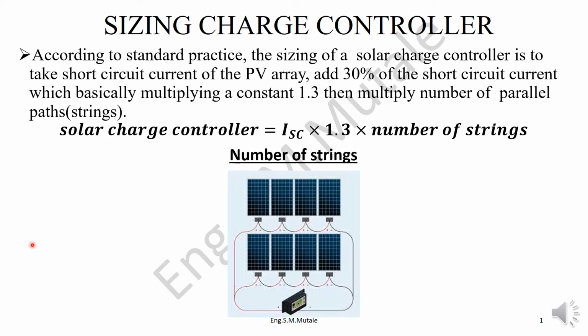So how do you determine strings? An arrangement of modules connected in series makes up a string. So these on top make one string because they are connected in series, and these down there are also connected in series, making up a second string. So this installation has two strings. You need to know the short circuit current of a module, multiply by 1.3, which is an increment of 30%, and then multiply by the number of strings. For this scenario, this would be 2.